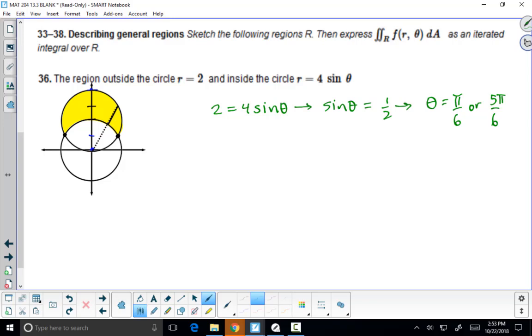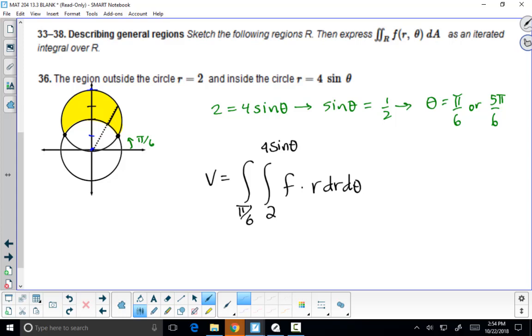So this angle here is at pi over 6, and the other one's at 5 pi over 6. Now we can set up the integral. We can't use symmetry or anything because we don't even know what the function is. They're saying just set it up. So we have f, and we use r dr d theta, so it's f times r dr d theta. The r limits we said were 2 and 4 sine of theta. The theta limits are pi over 6 and 5 pi over 6.